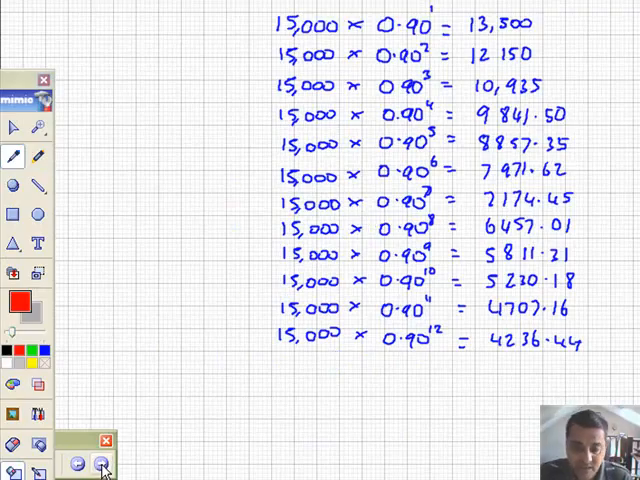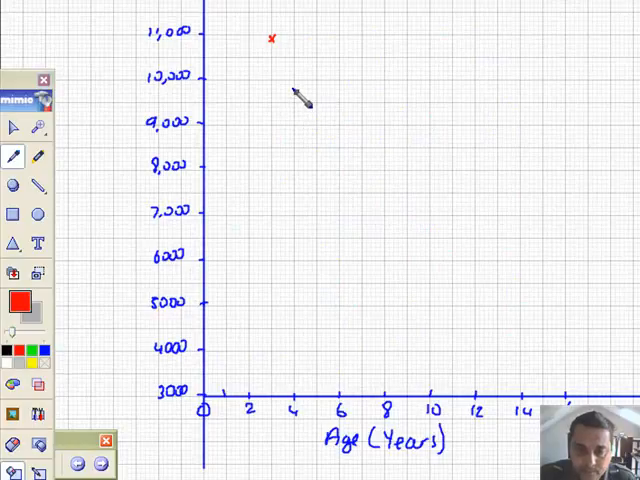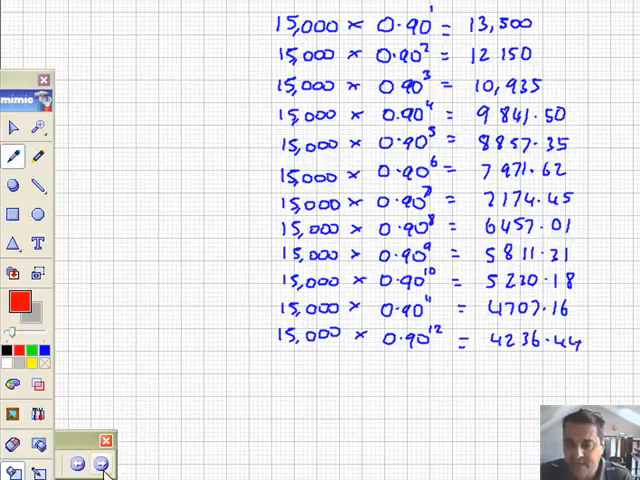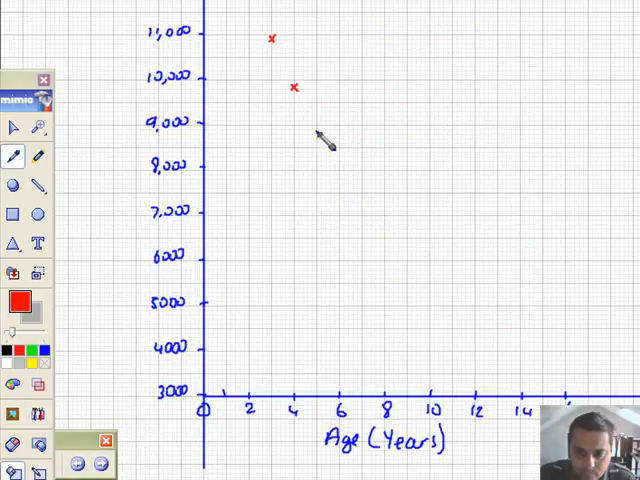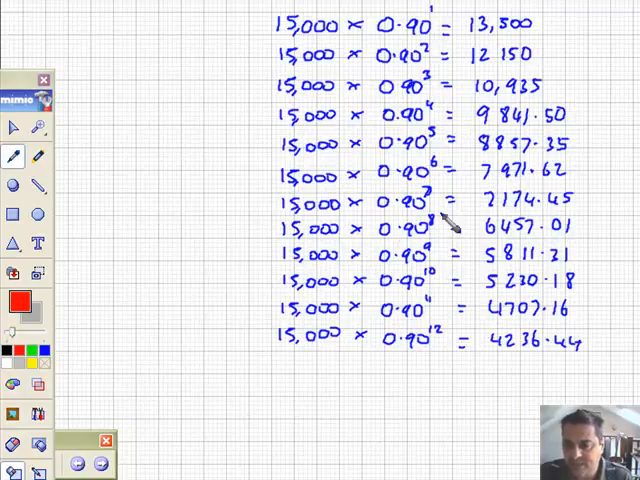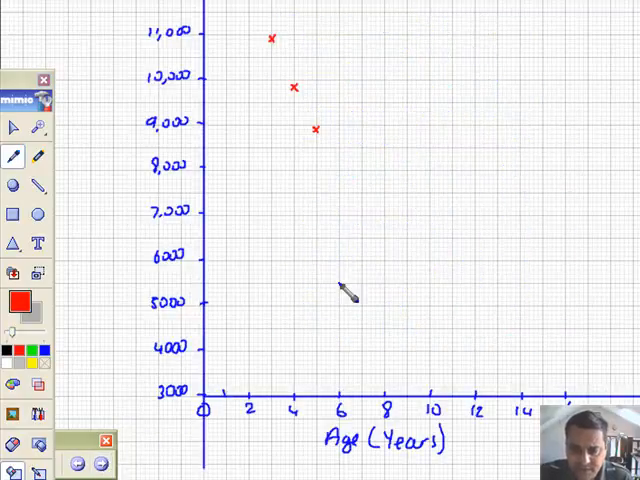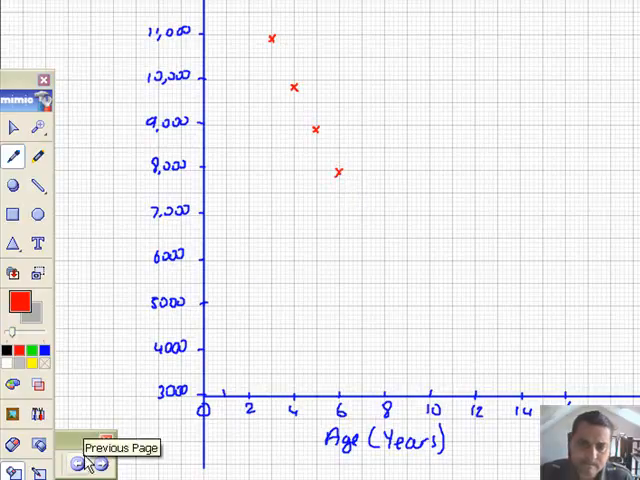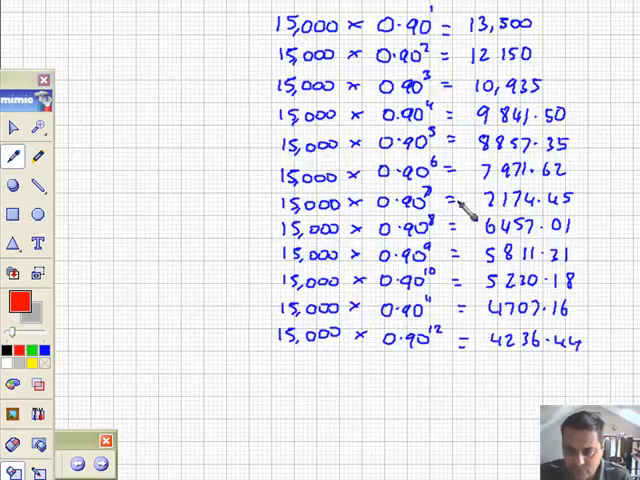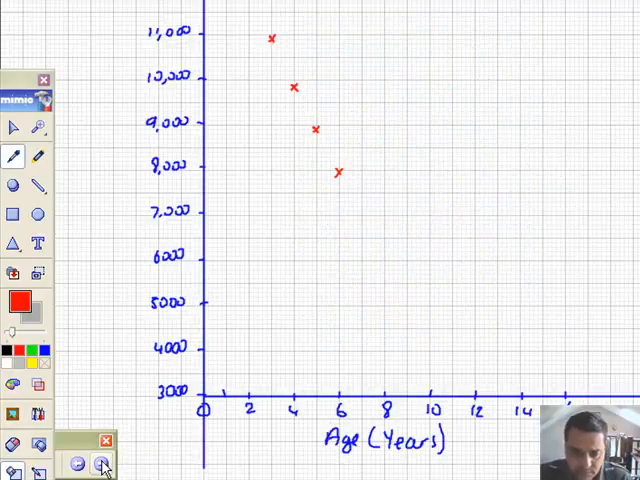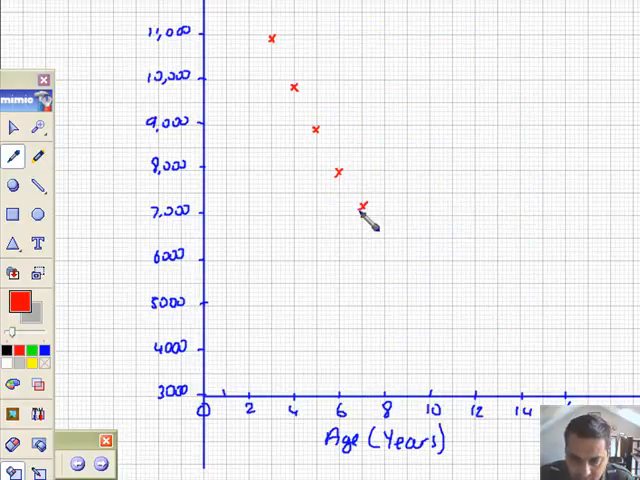4 years, 9,800, again to the nearest 100 I'm working with. It's the best I can do. 5 years, 8857. I would call that 89, so 89 is going to be there. Next one, 7971. I'll call that £8,000 after 6 years. Still dropping quite heavily, isn't it? 7 years, 7174, so that'd be 72. It's about there.